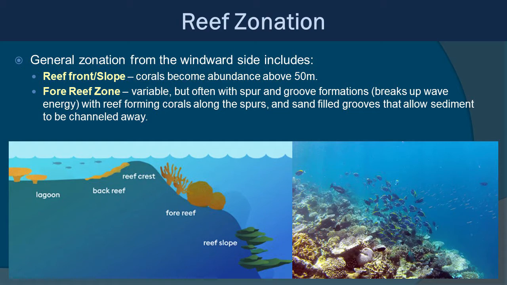And right above the reef front or slope, you have the forereef. And this is like the major part of the reef that most of us go snorkeling and diving on, things like that. It's very variable, but oftentimes we get what we call a spur and groove formation.